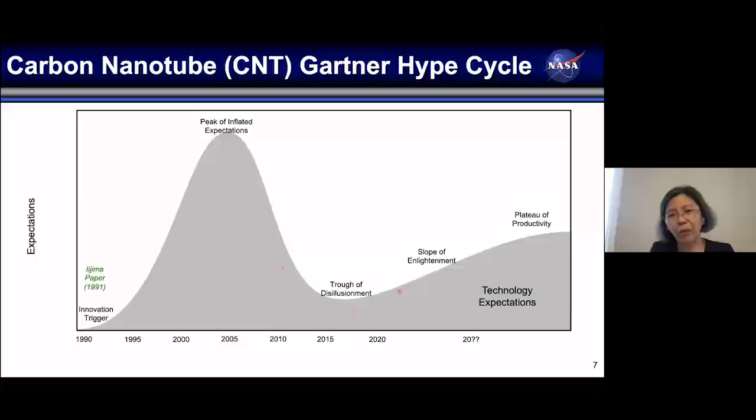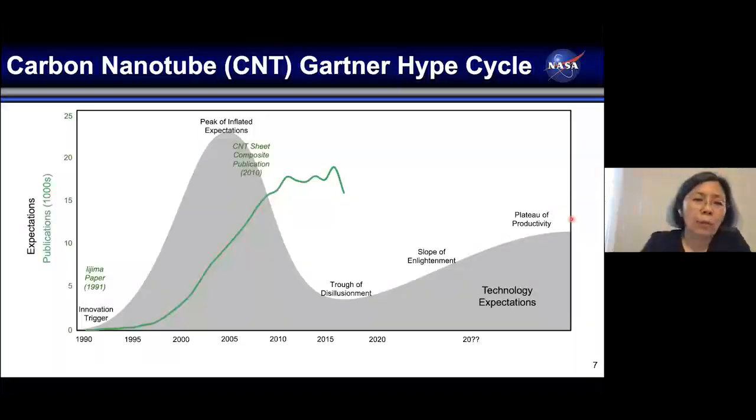So then investments drop, and you have what's called a trough of disillusionment. And then in this trough, you have fewer people, entities who are working on the technology seriously to get it up the slope of enlightenment and eventually into use. So what does that look like for carbon nanotubes?